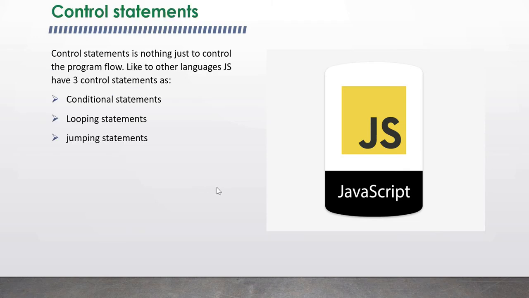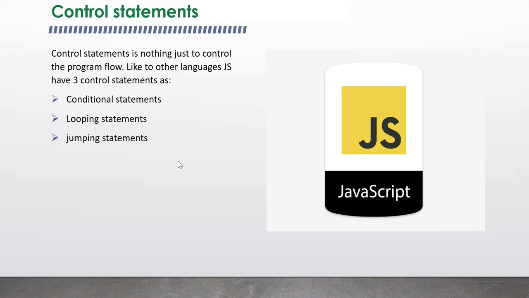So what is a control statement? A control statement is nothing but a way to control the program flow. Like other languages, JavaScript has three control statements: conditional statement, looping statement, and jumping statement. A control statement helps you control your programming flow as you wish, as per your certain condition.